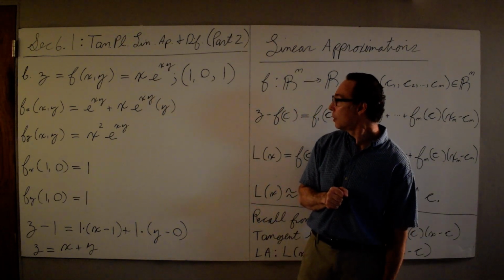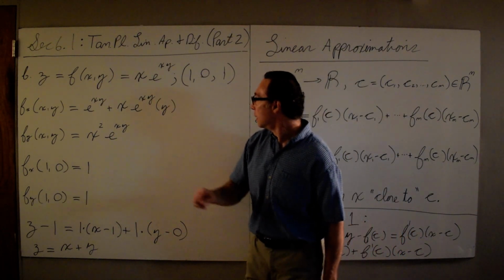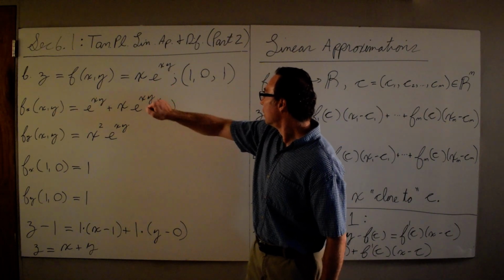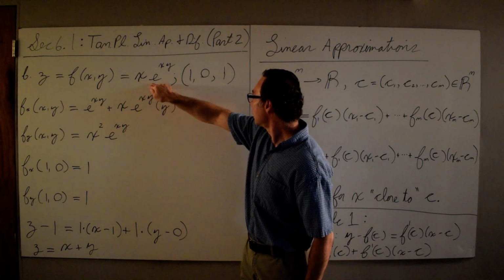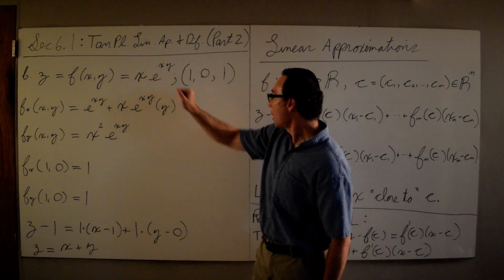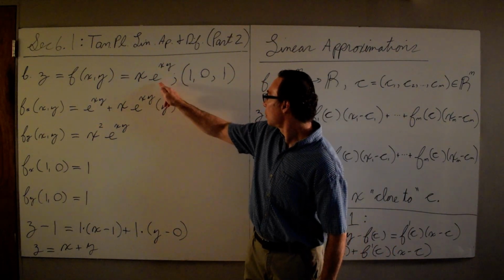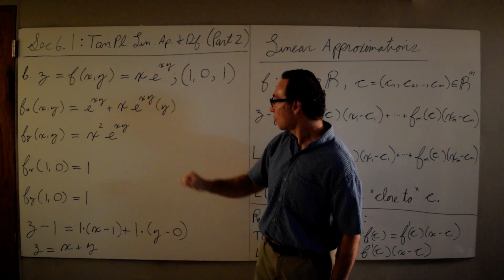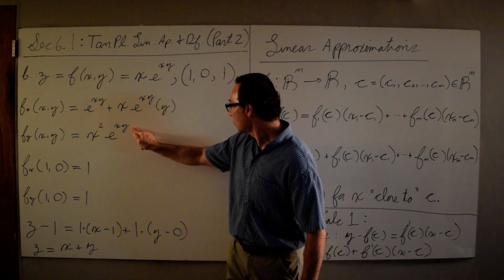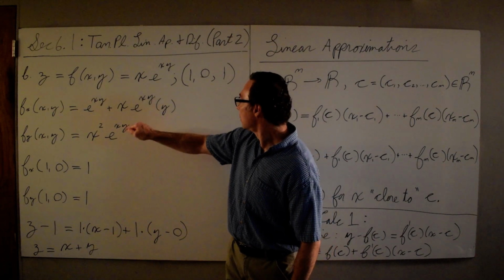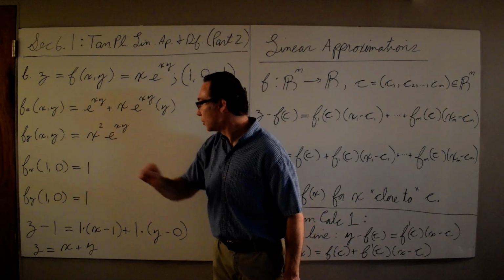For the partial derivative with respect to y, we regard x as a constant, and so essentially we have constant times e to the constant times y. And so we take the partial derivative with respect to y of e to the xy. So we have e to the xy times x, and so we have x times x, which is x squared.